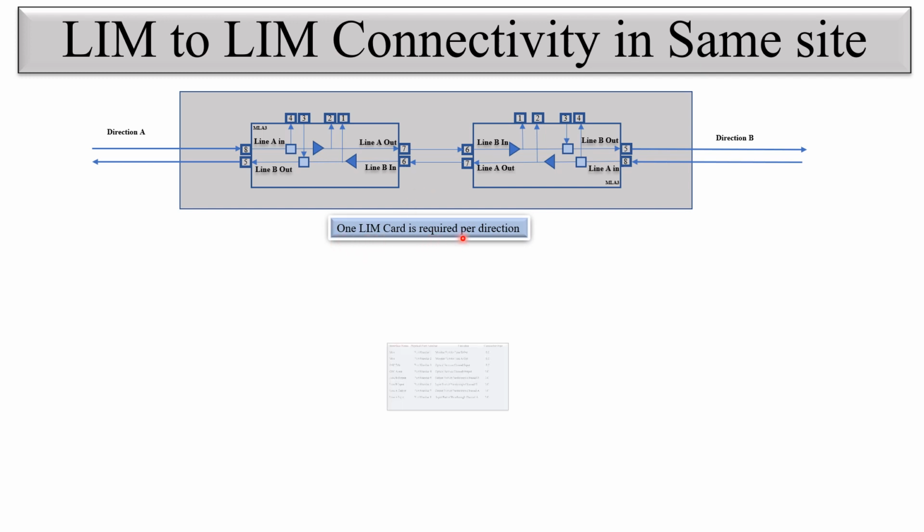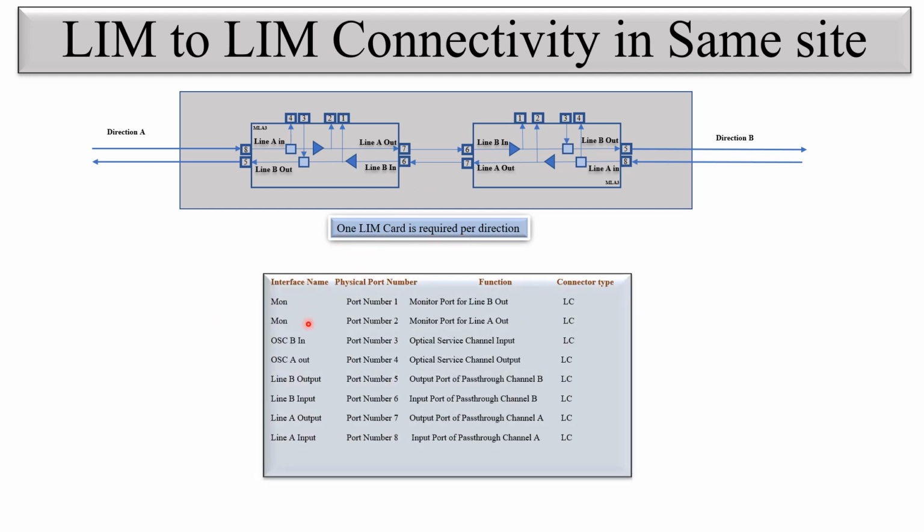One limb card is required per direction. You can see here, this is the interface name, these are the physical port details, this is the function, and this is the connector type. All the connectors you can see here are LC type. Port number 1 is the monitor port, which is for the line B in. Port number 2 is the monitor 2 port for the line A in. Port number 3 is the OSC B in, and OSC out is from port number 4. Port number 5 is the line B out, which is going outside the site, and the line B input, you can see here, is port number 6, which is connected internally with another amplifier.